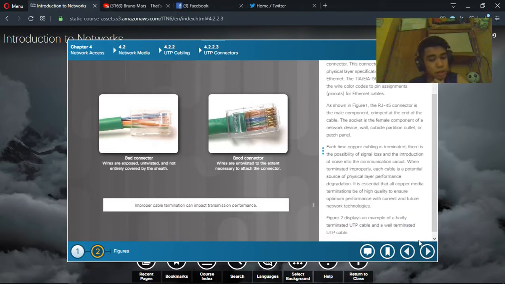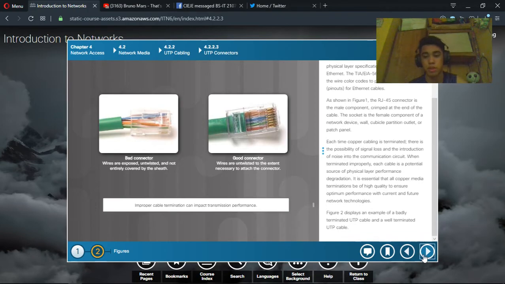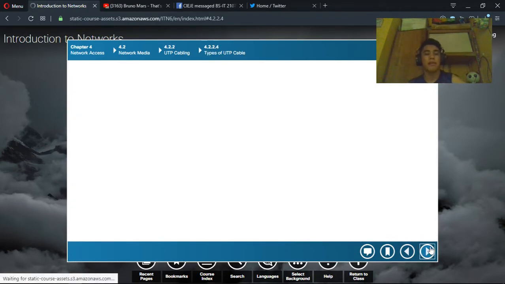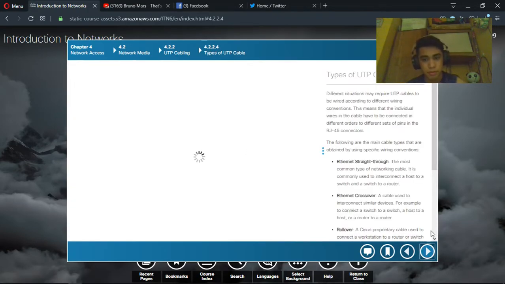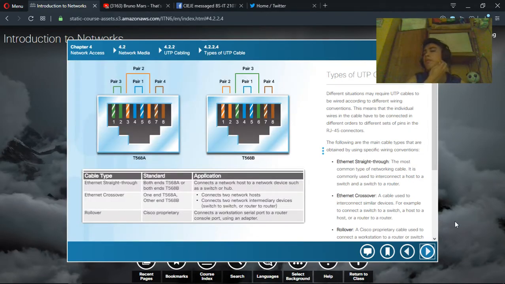It may cause different problems if the connector is a bad connector, because first of all it's not twisted, and it's not fully covered by its coat. So next, types of UTP cable.